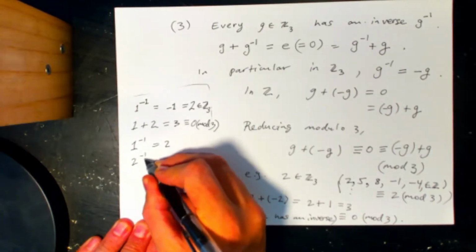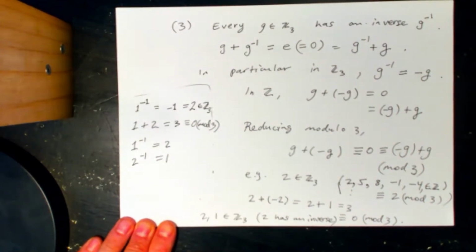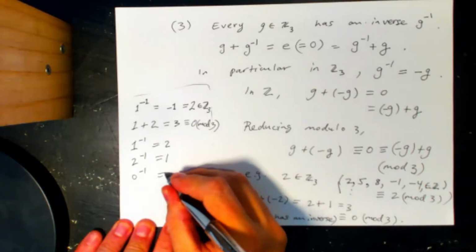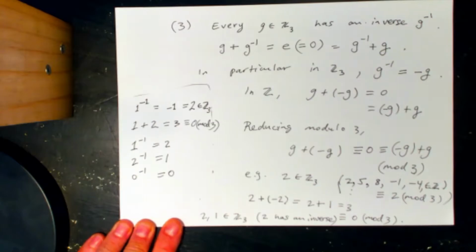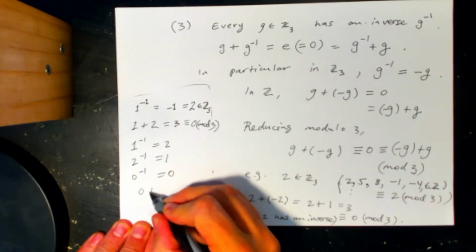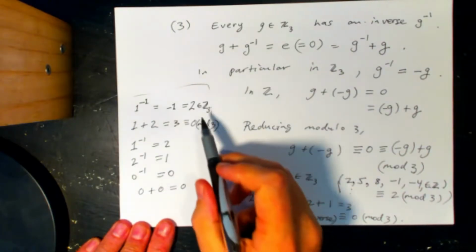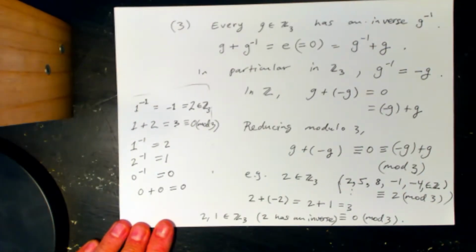The inverse of 2 is 1. What about the inverse of 0? So the inverse of 0, well, that's just 0 here, because 0 plus 0 gives 0 in this set. Okay, so that covers integers mod 3.